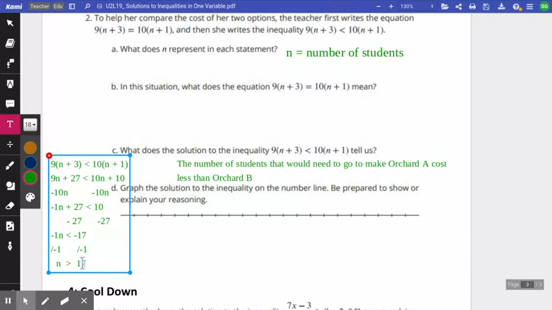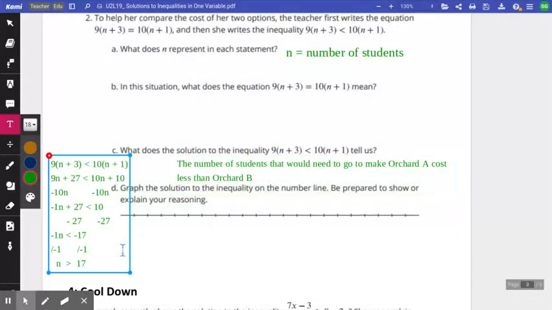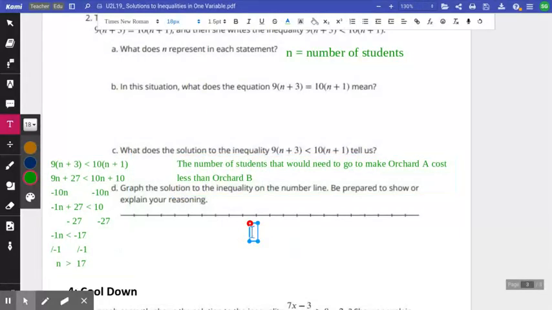So once we get that n is greater than 17, I would still encourage you to do what you would have to do if you solved the equation and pick a number bigger than 17 just to make sure it works in the inequality, just to make sure you correctly solved it. So for example, we're saying n needs to be greater than 17 to make orchard A cost less than orchard B. Let's pick a number greater than 17. I'm going to pick 19.